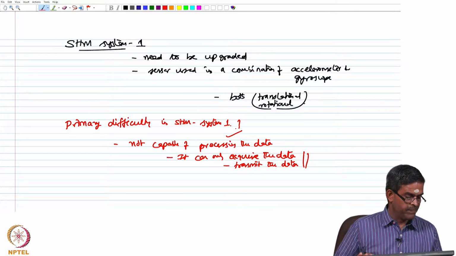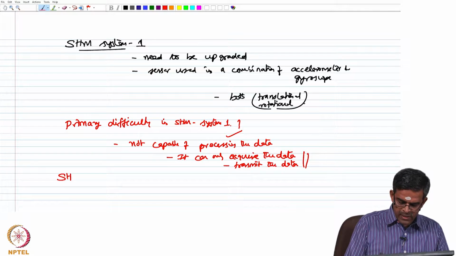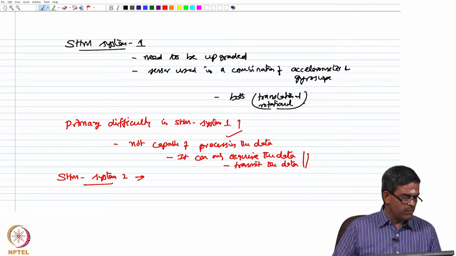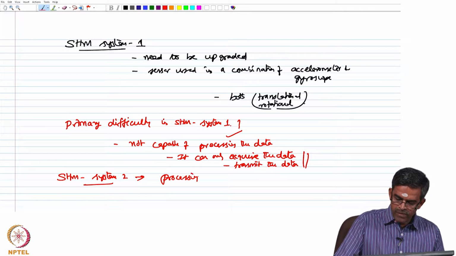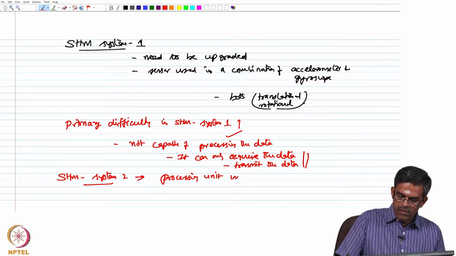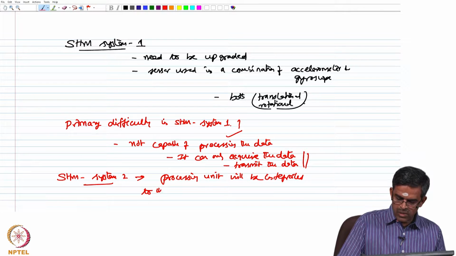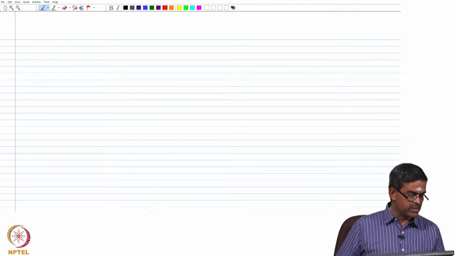but we now need to improve the system design, so that even the processing can also be done in the sensor itself. Therefore, a new system, which is SHM system 2, is proposed now, in which the processing unit will be integrated to the acquisition unit of the sensor. That change is now desired.